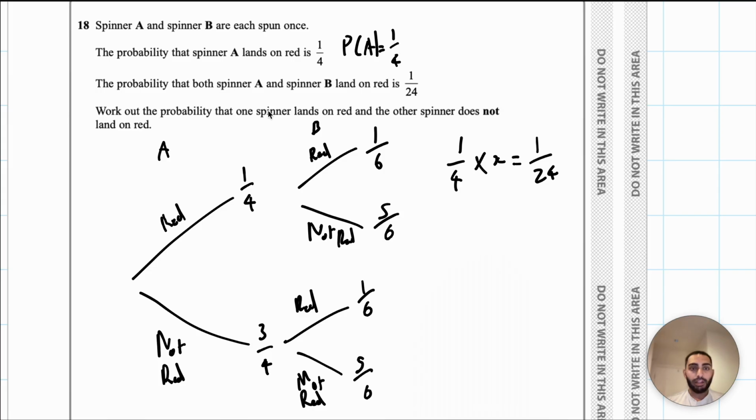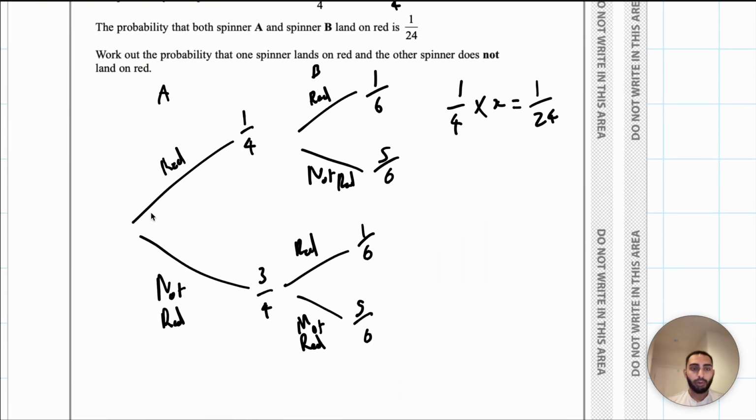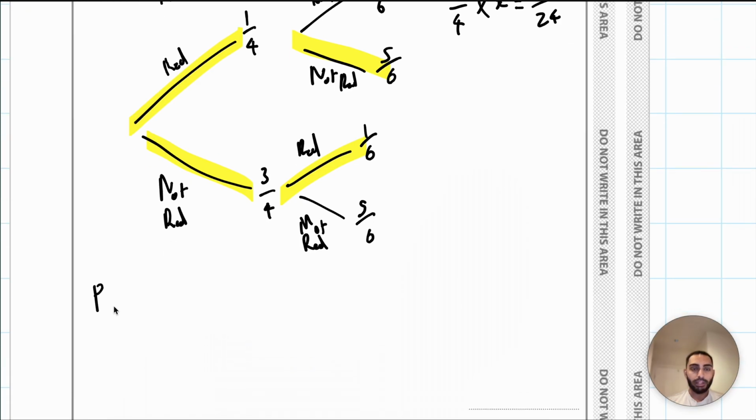Work out the probability that one spinner lands on red and the other spinner does not land on red. So we're looking for two options. We're looking for red and not red, and then we're looking for not red and red. So we're going to find both of these, and then we're going to add them up together. So let's do probability of red, not red first, and then we're going to do probability of not red and red.